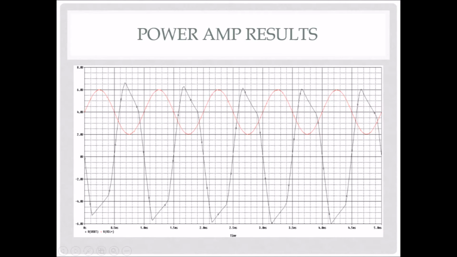These are the results of the power amplifier in the simulation. This is in the time domain. So the red curve is the input to the power amp, and the bluish curve is the output. This shows about a gain of 2.93 volts per volt, which is a little bit lower than the objective.